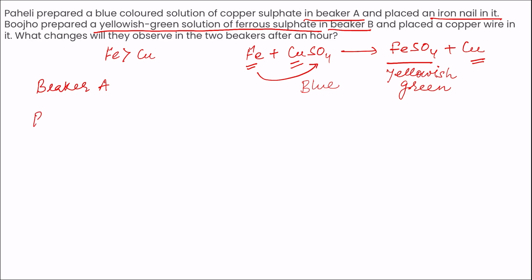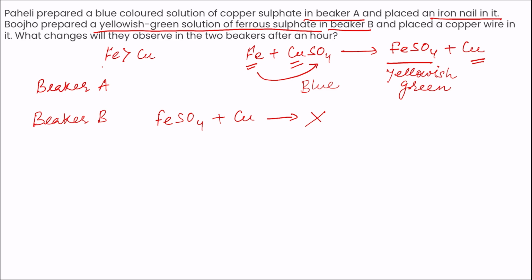Now what happens in beaker B? Beaker B, ferrous sulphate is taken along with copper. Copper is in the form of copper wire. Now in this case, no reaction takes place.